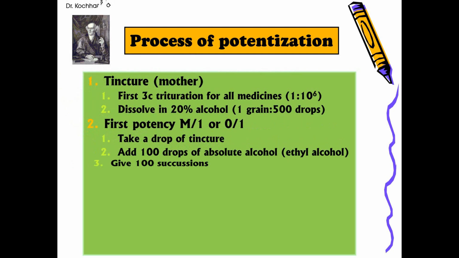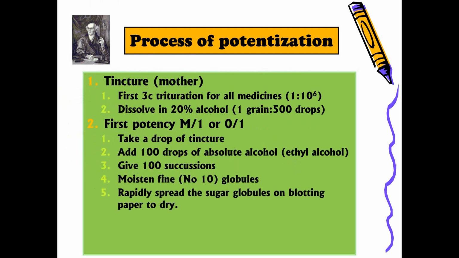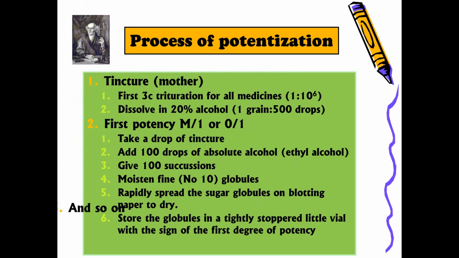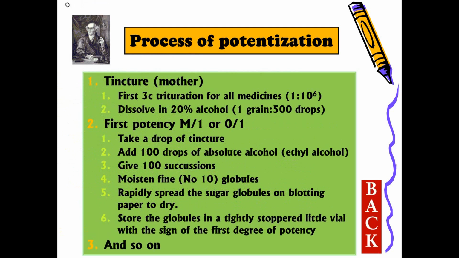Then the first potency is made: take a drop of the tincture, add 100 drops of absolute alcohol, that is ethyl alcohol, give 100 succussions, then moisten small globules, number 10 globules, and spread on blotting paper to dry. Then store the globules in a tightly stoppered little phial or vial with the sign of the first degree of potency. Some people write M1, some people write 0 upon 1. So M upon 1 is millesimal and 0 upon 1, the 0 is the sign of globule.